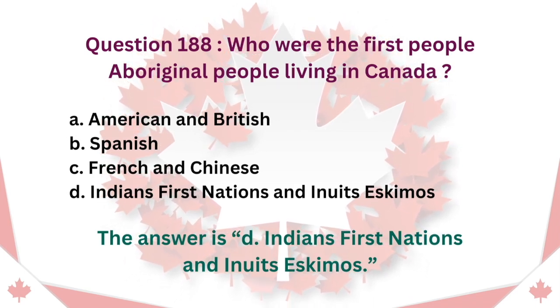Question 188. Who were the first Aboriginal people living in Canada? A. American and British. B. Spanish. C. French and Chinese. D. Indians, First Nations and Inuits, Eskimos. The answer is D. Indians, First Nations and Inuits, Eskimos.